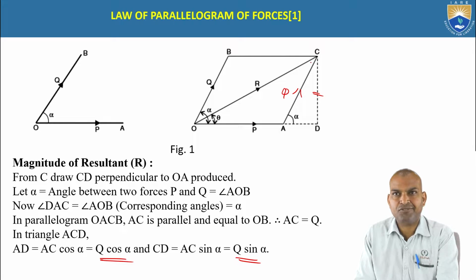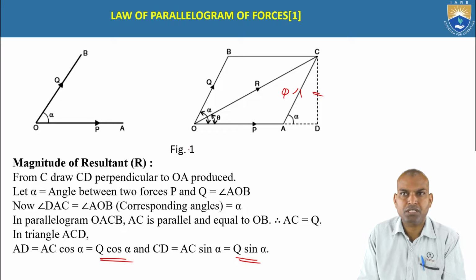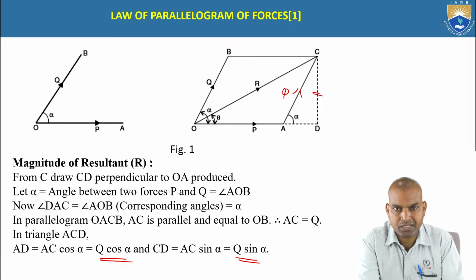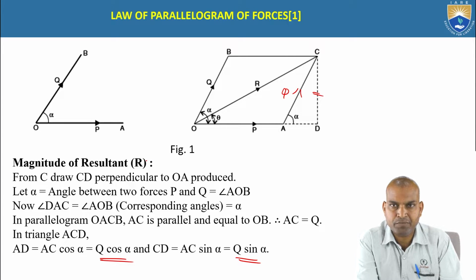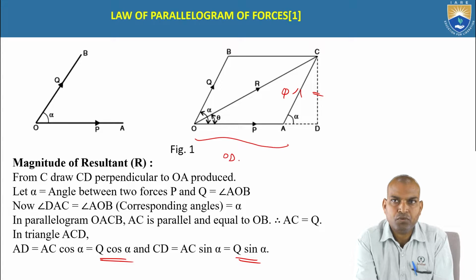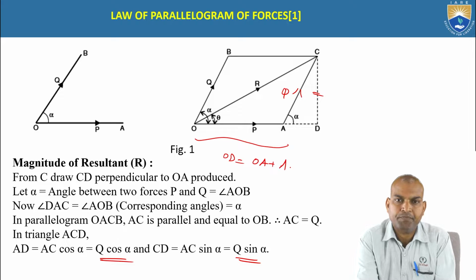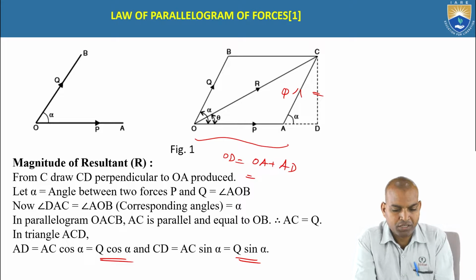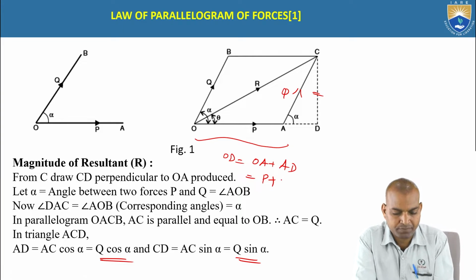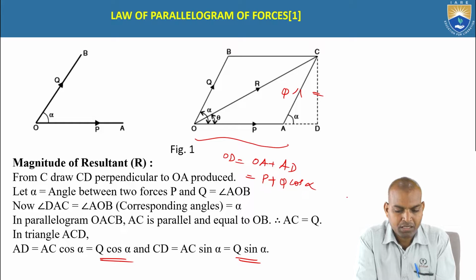But we know another right angle triangle, that is OCD, is a right angle triangle. According to the Pythagoras theorem, OC square, the diagonal side square, equals the opposite side square plus the adjacent side square, that is CD square plus OD square. What is OD? OD equals OA plus AD. OA equals P. AD equals Q cos alpha. And CD equals Q sin alpha.